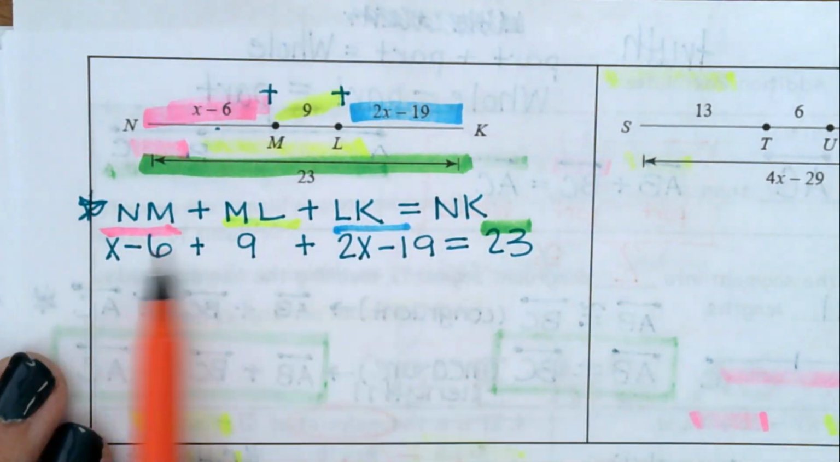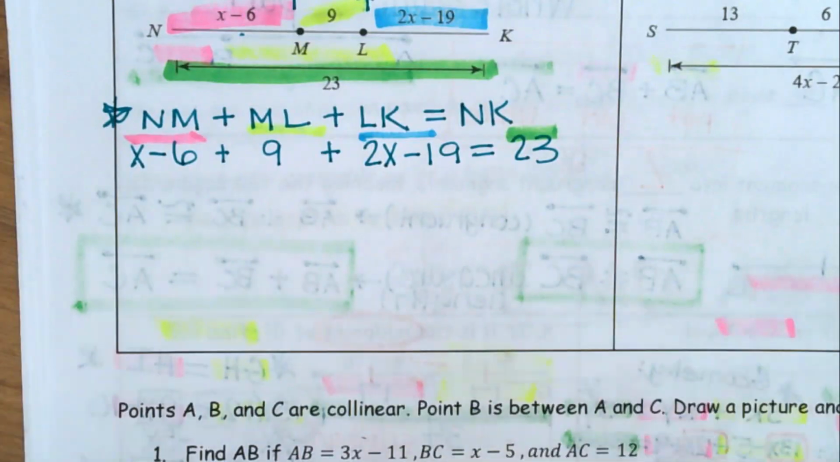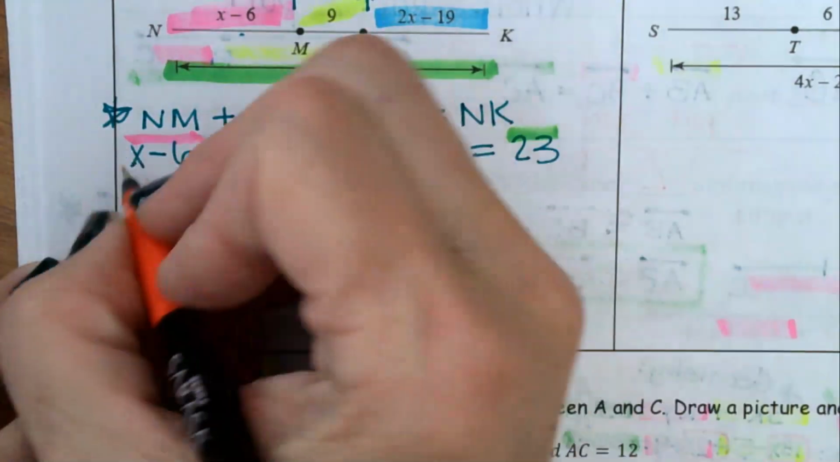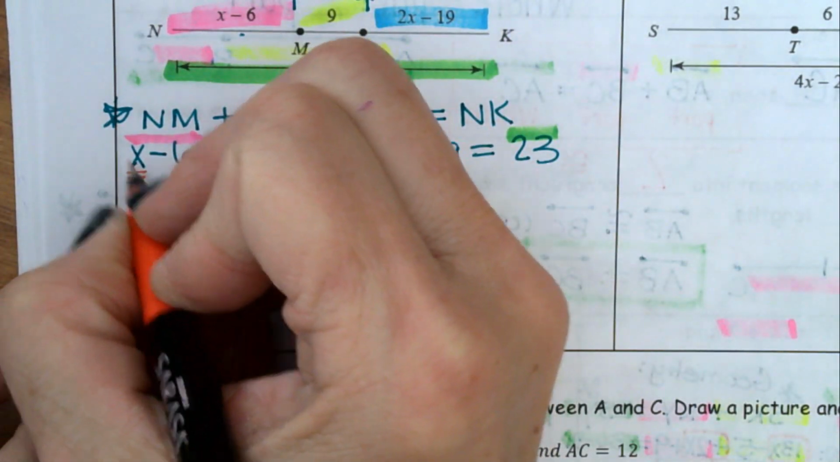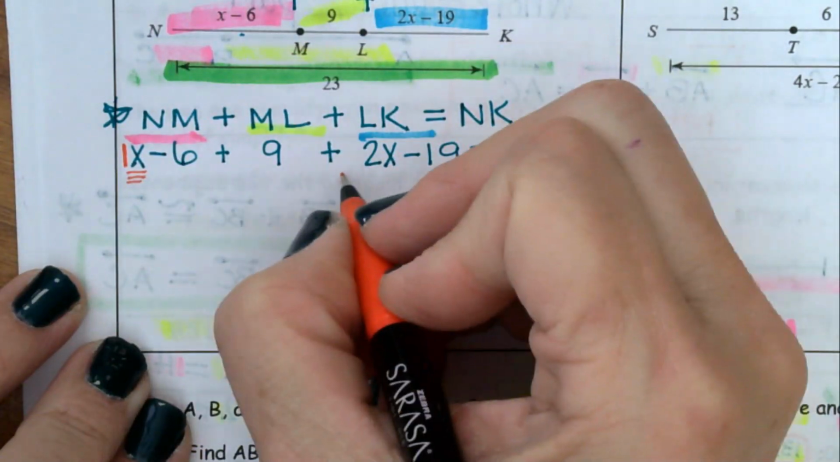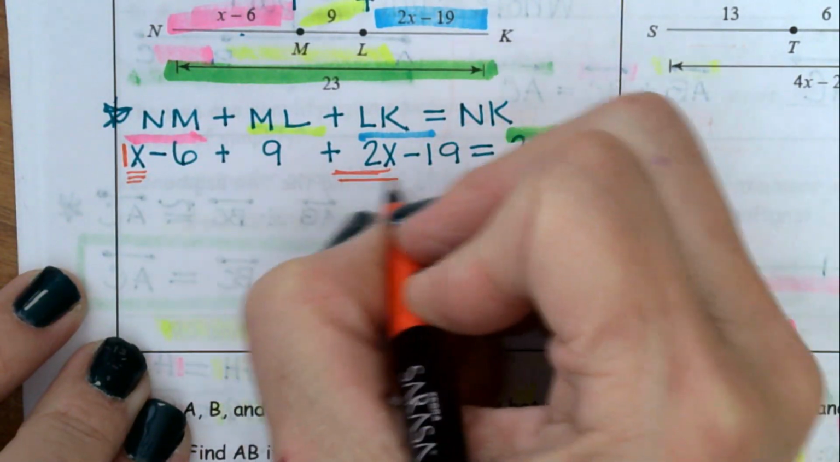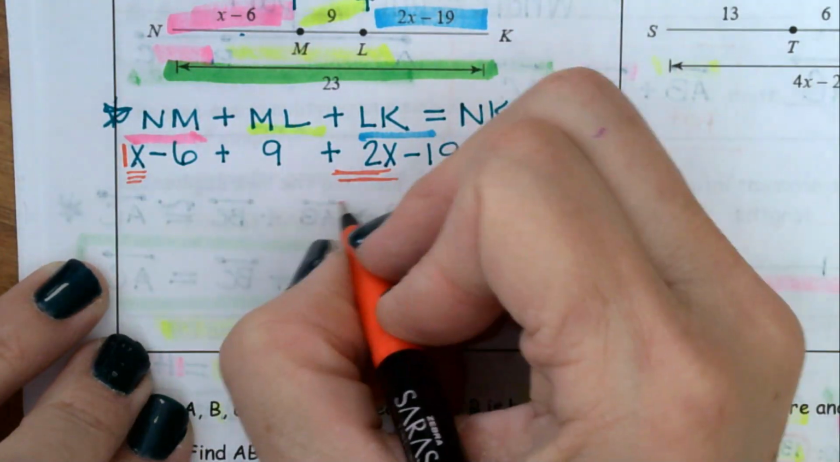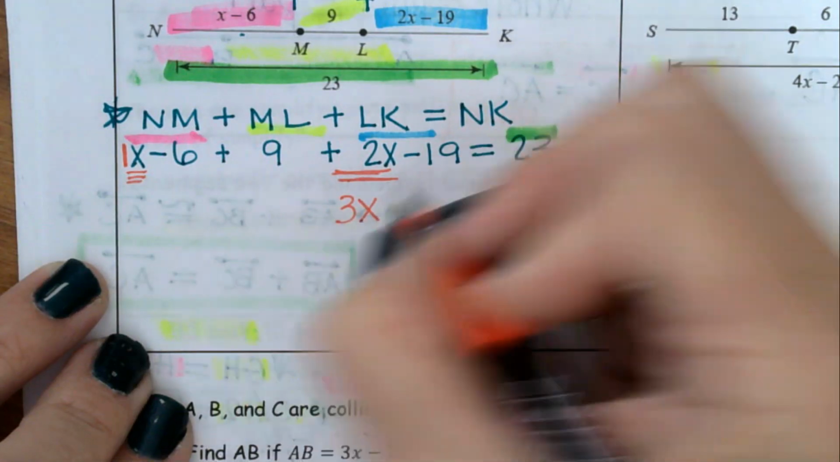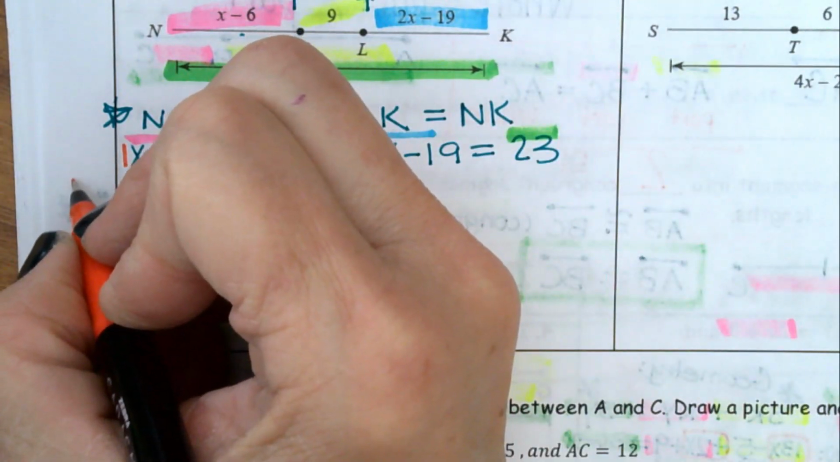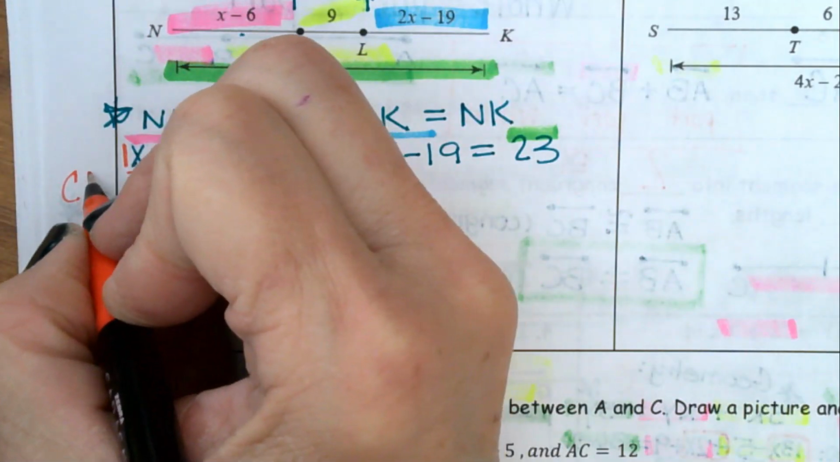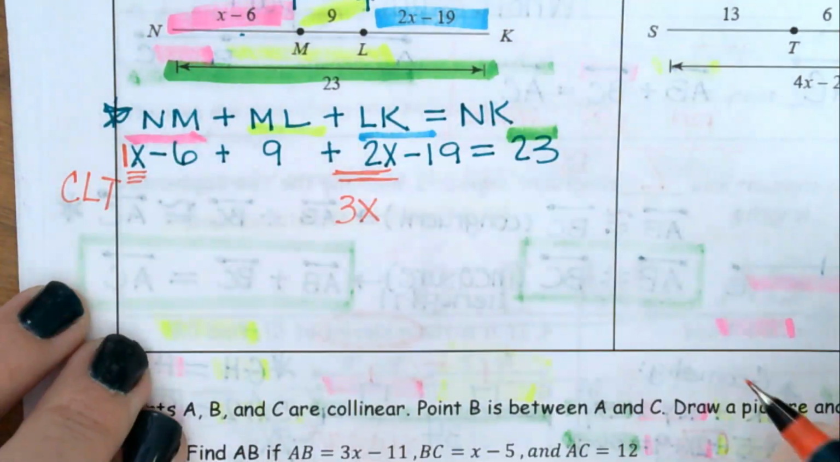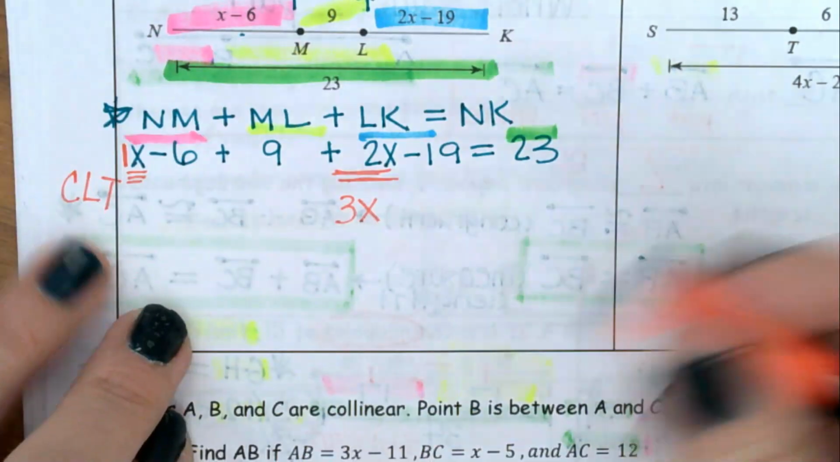Okay, now, what things are alike? We have x's. I have one x here. You can put a 1 if you need it. And I have 2 x's right here. How much is 1 plus 2? So I'm going to write down 3x. So basically, I'm going to combine like terms. Combine like terms. CLT. I'm abbreviating.